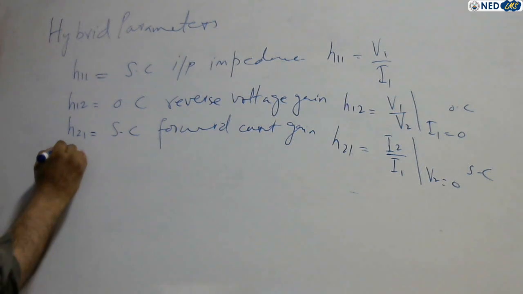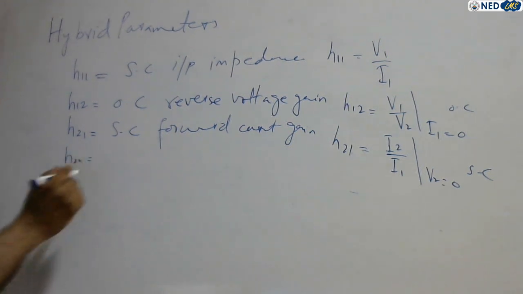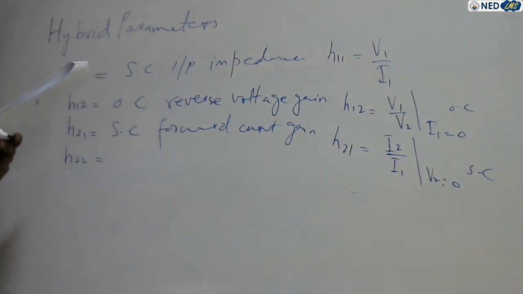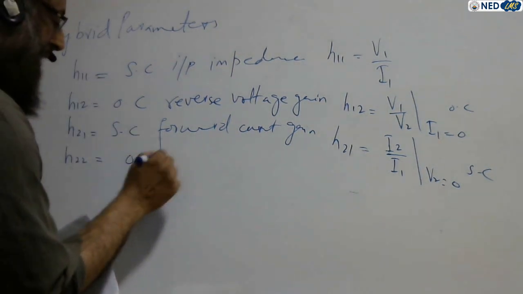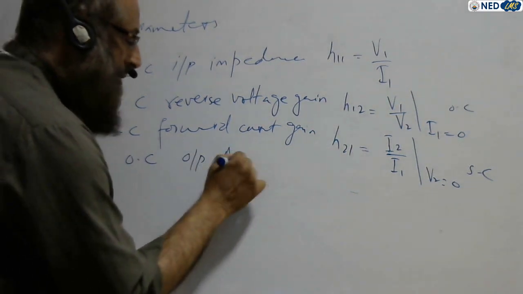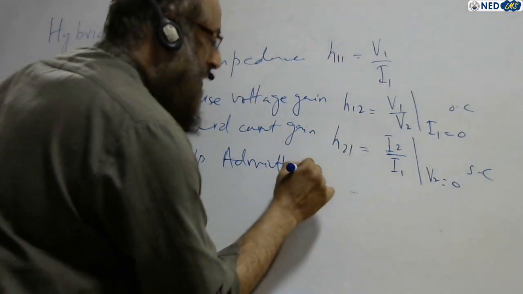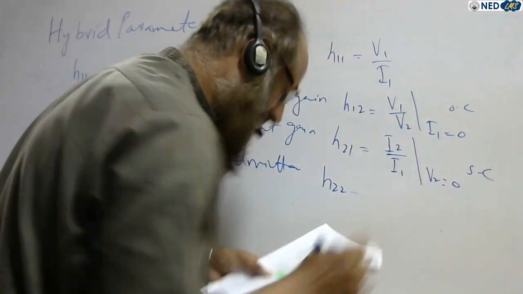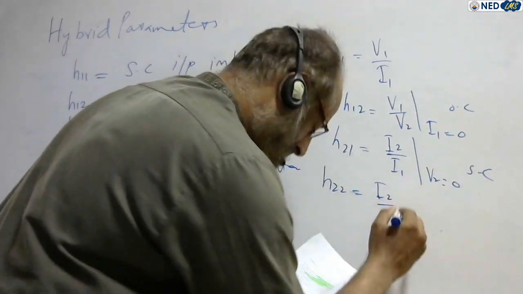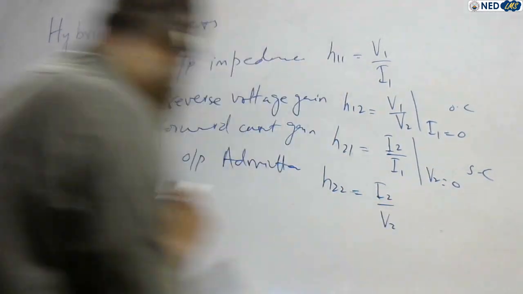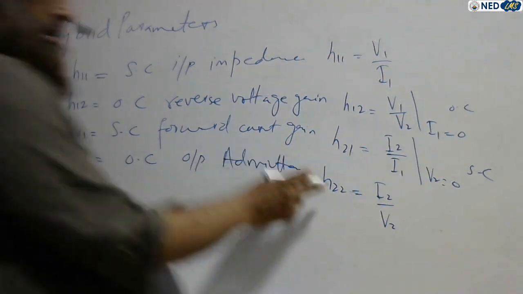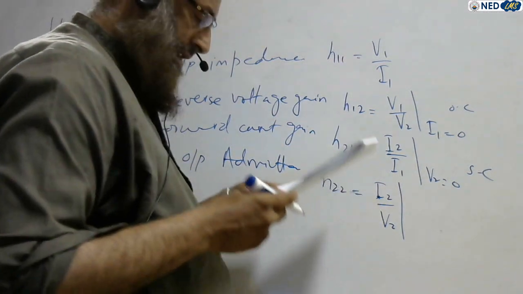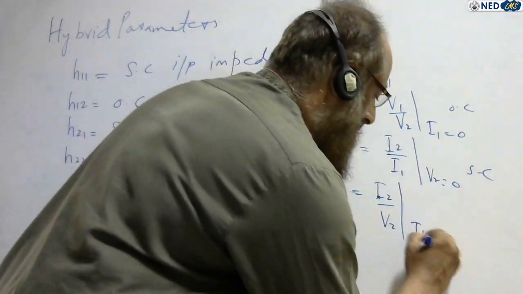And finally H22, the parameter H22, open circuit output admittance, because it is a ratio of current over voltage. It is a ratio of current I2 over voltage V2, and output admittance because it appears at output terminals I2, V2, and open circuit because in this I1 is 0.